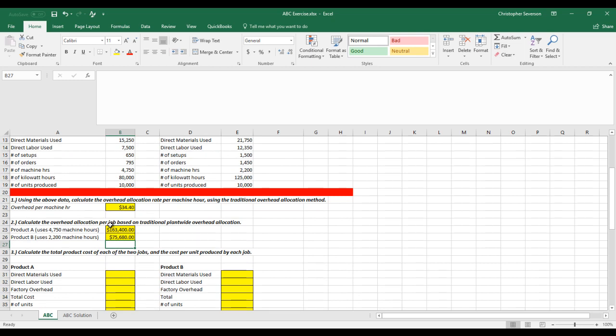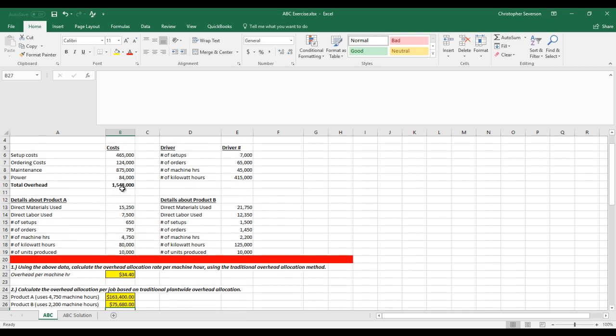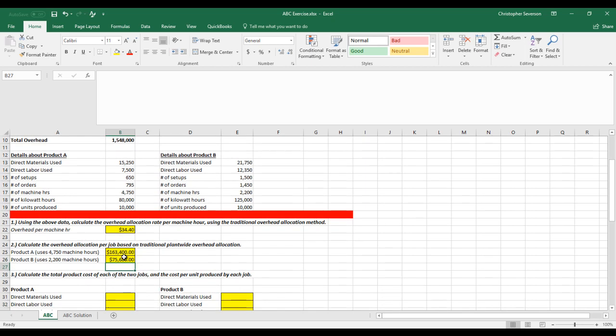Now we have the overhead that's going to be applied. Keep in mind, we had 1,548,000 in overhead. We're only applying 240,000.